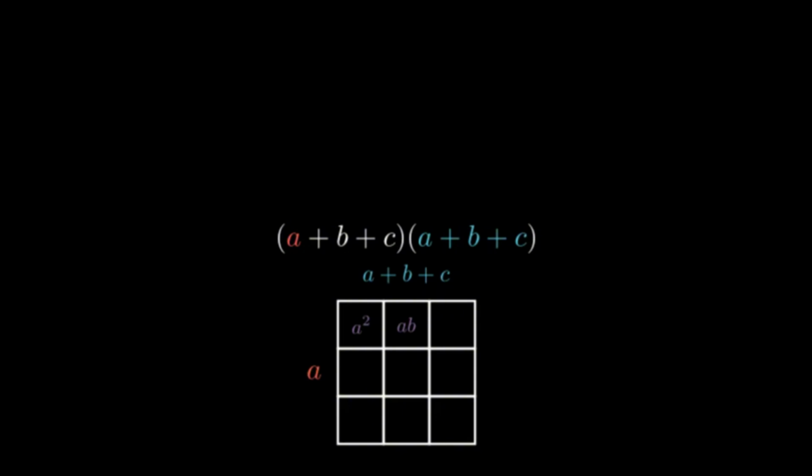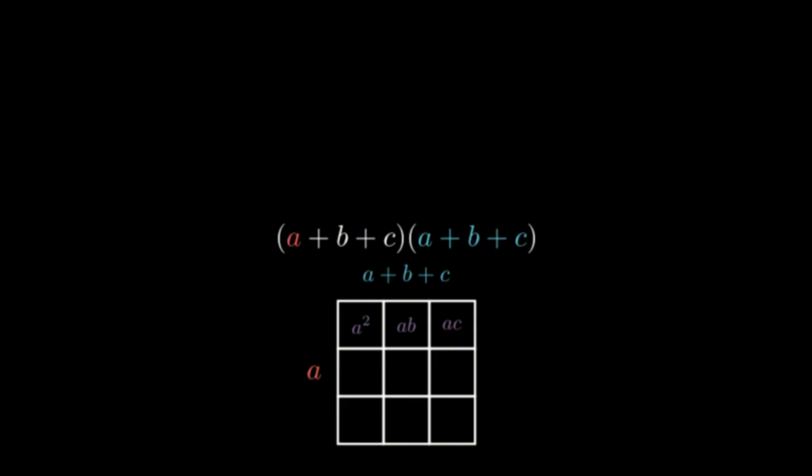For the third and final term in this row, we multiply A times C to get AC. Again, since these are different variables, we simply write their product. This completes all the products involving the first term A from our first factor. We place AC in the rightmost cell of the top row.